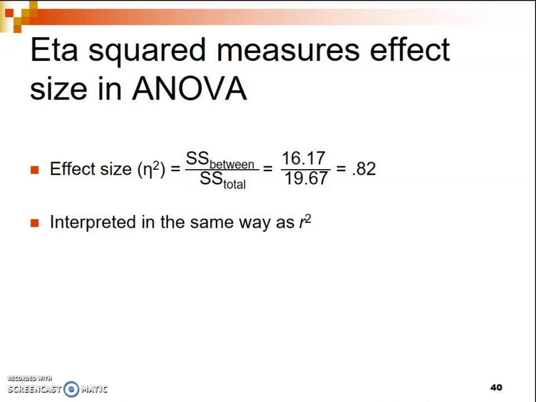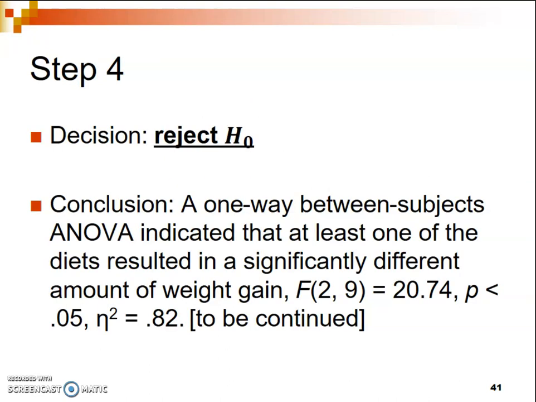So just like before, we're going to go ahead and add that measure of effect size to the end of our conclusion here. So you'll see that we have our eta squared, and that's how we report it at the end of that sentence. You'll also notice that I left a little bracket here saying to be continued. That's because we actually have to do another step to explain exactly how our groups are different.